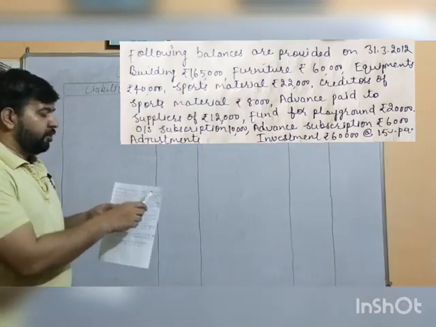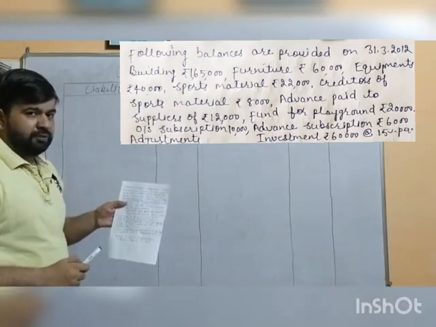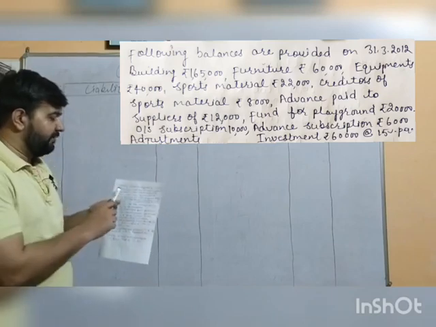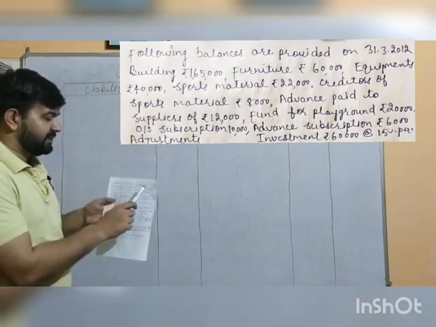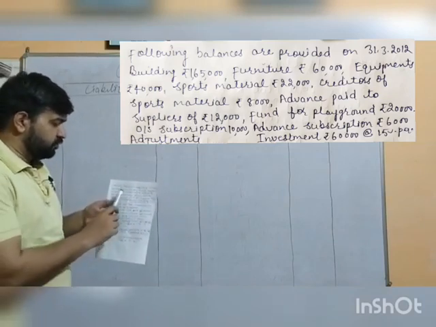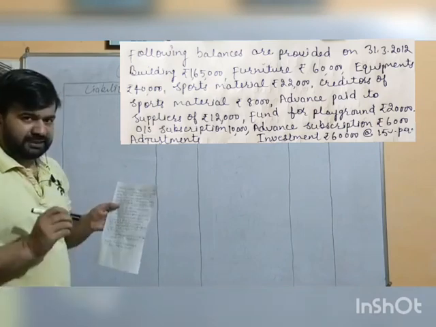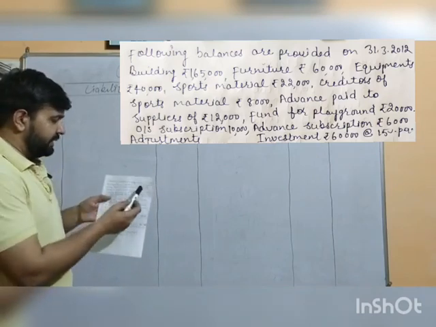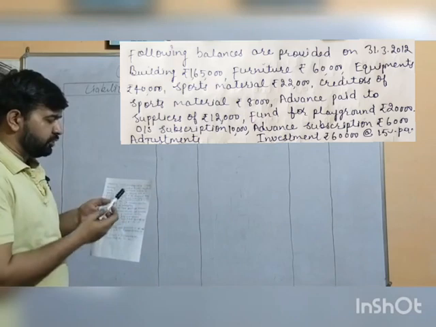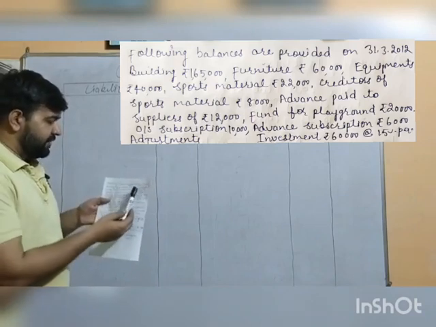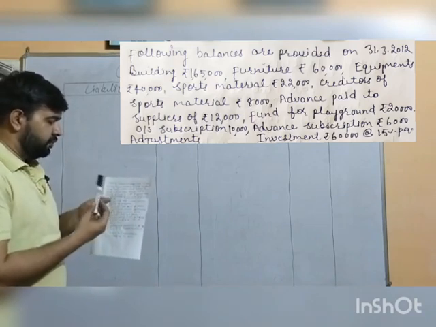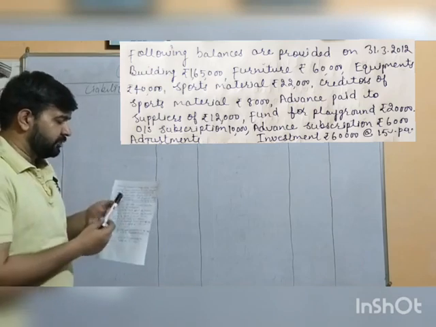Here we are provided with the opening balances. At the beginning of the year, that means 1st April 2012, we have building 1,65,000, furniture 60,000, equipment rupees 40,000, sports material rupees 22,000. That is to be considered as opening stock. Then creditors for sports material rupees 8,000, opening balance sheet, liability side. Advance paid to the suppliers of rupees 12,000. They are suppliers of sports material, 12,000.